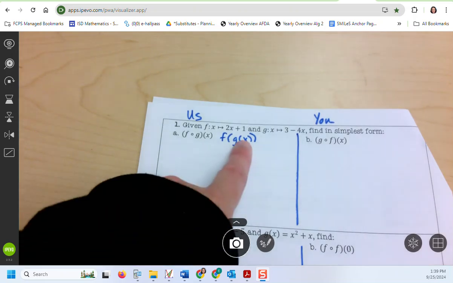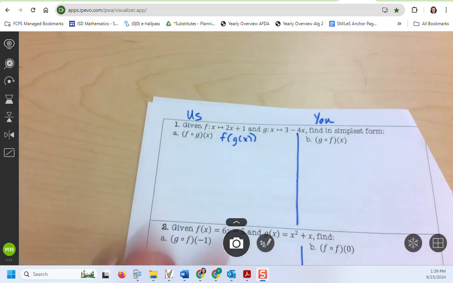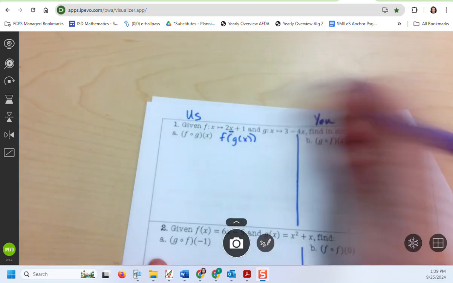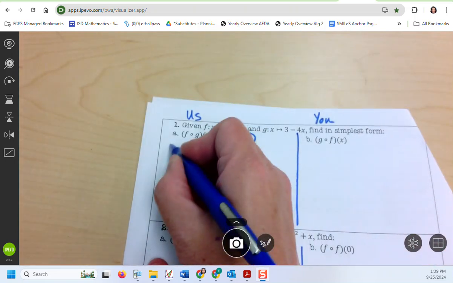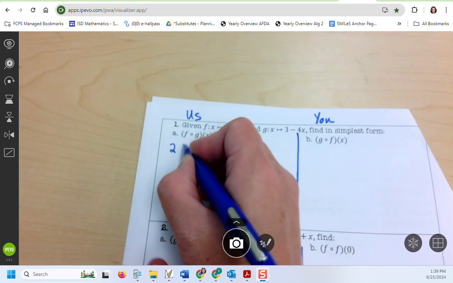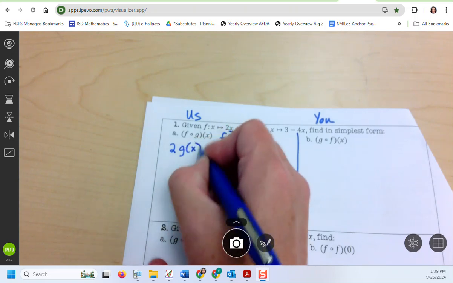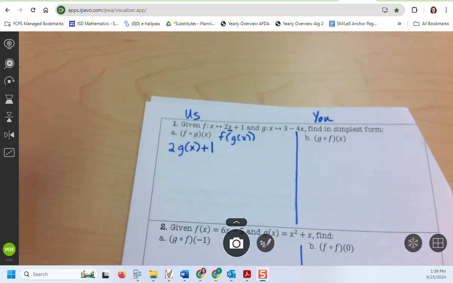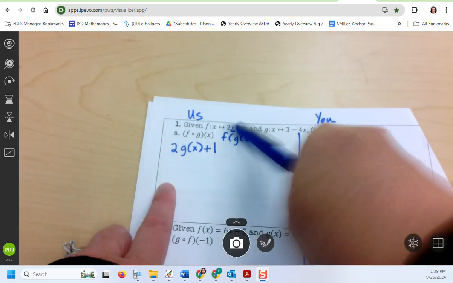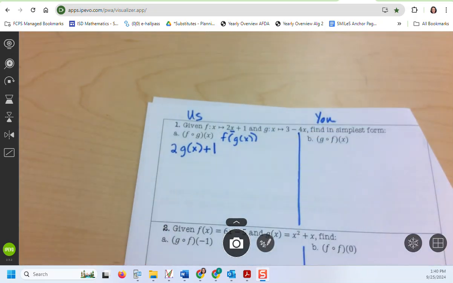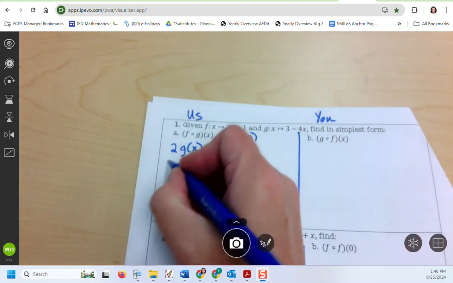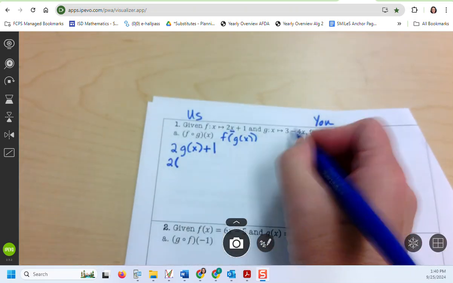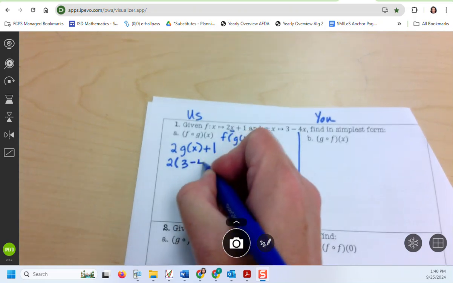So when I'm putting function g into function f, I'm going to replace the x value in f with g. So it's going to be 2 times g of x, plus 1. So I'm putting function g into function f, and I just literally replace the x with g of x. Now g of x, I know what that is. It's 3 minus 4x. So now instead of writing g of x, I'm going to write what it is. 3 minus 4x.